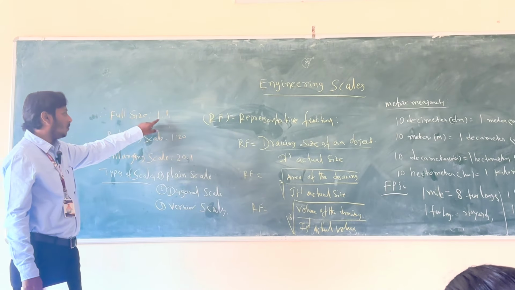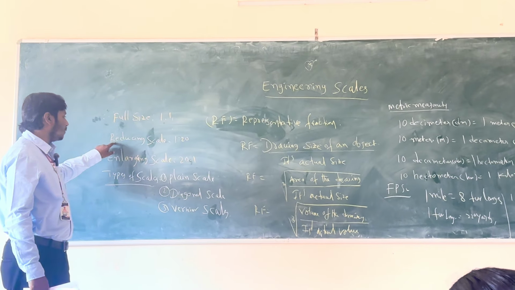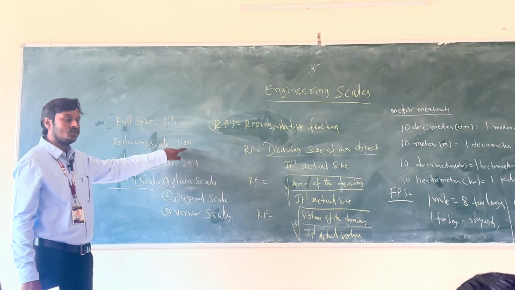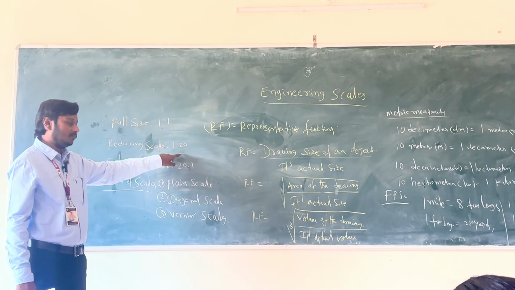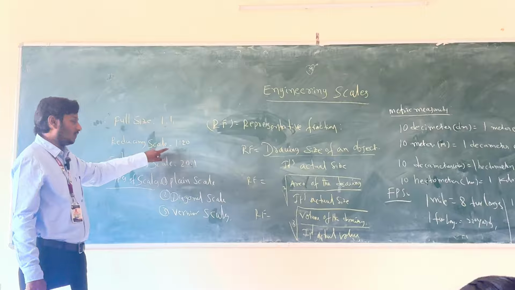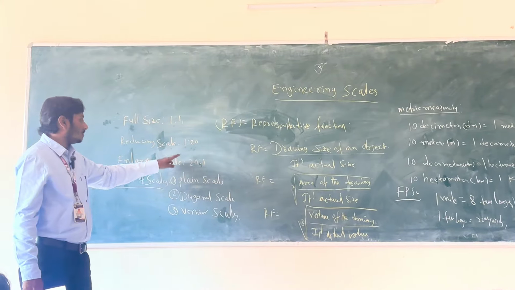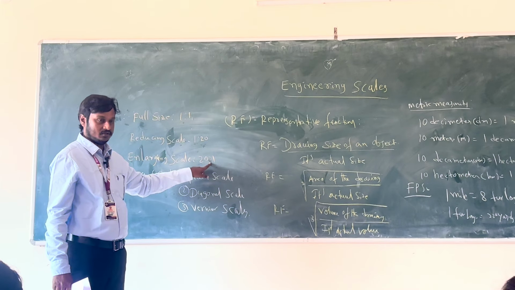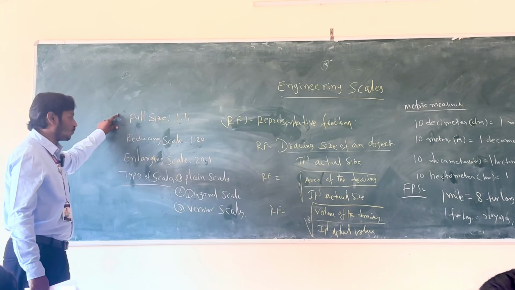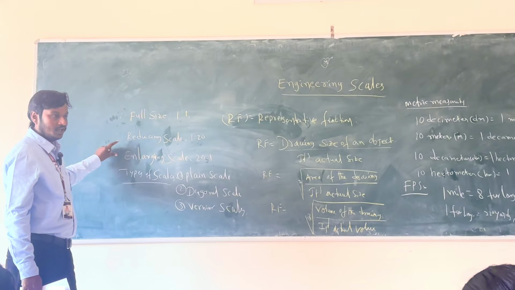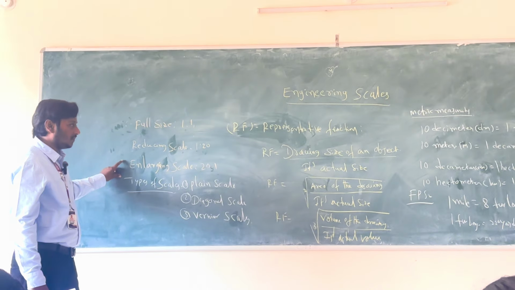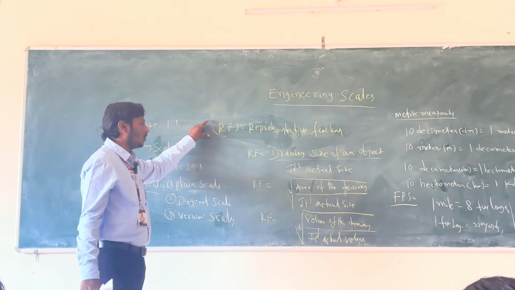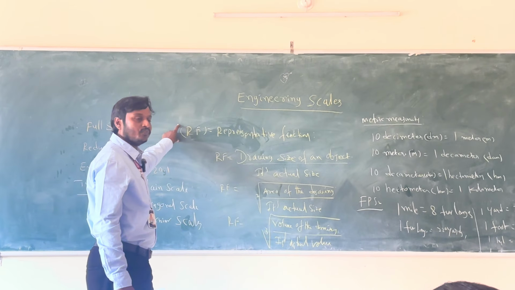Full size means 1:1. The reducing size scale is 1 to some number, for example 1:20. An enlarging scale is the reverse of the reducing scale, 20:1. So the scales are: full size scale, reducing scale, enlarging scale. Now the most important point is the representative fraction.